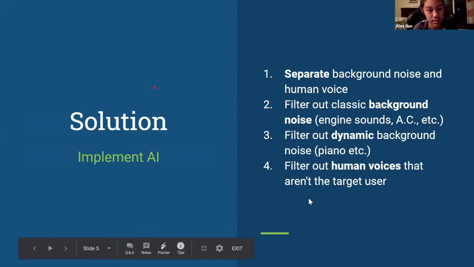So the steps to our solution: of course we can't immediately code an AI to solve this problem, so we'll take small steps. The first step is to just be able to tell whether there is background noise or not. The second step would be to filter out classic background noises, which are constant hums, like engine sounds, AC, and TV static, or just static noises. And then number three, we'll try to filter out dynamic background noises, which are things that have various tones, like piano and other musical instruments. And our final product will be able to filter out all of those and other human voices that aren't the target person who is trying to speak.